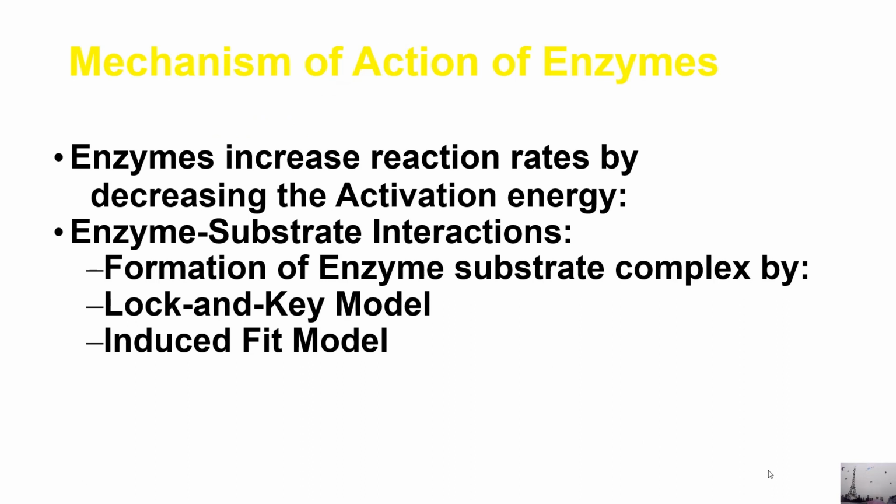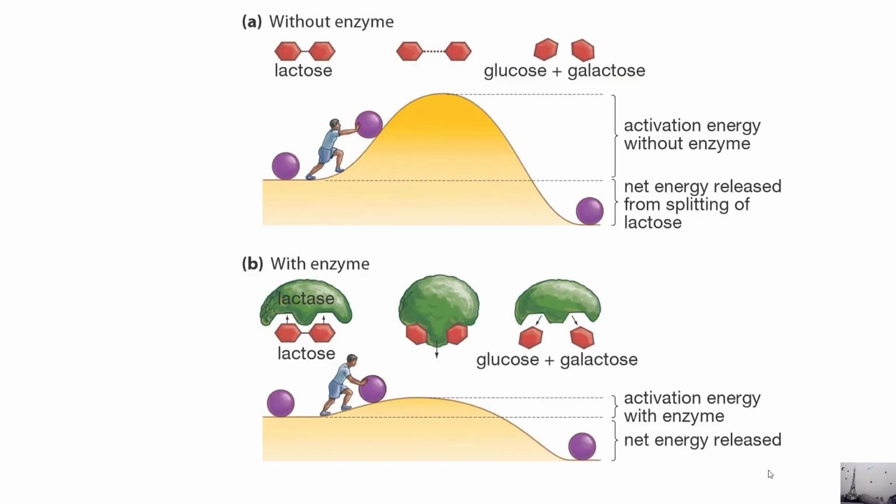So what are the basic roles of enzymes? Enzymes increase the reaction rates by decreasing the activation energy. There are various enzyme substrate interactions, such as formation of enzyme substrate complex by lock and key or induced fit model. So if you see the graphs over here, lactose is the substrate, glucose plus galactose are the products. You see the activation energy without the enzyme is so huge, it's a huge barrier. But the activation energy with the enzyme is so less. The catalysts are not really taken up or consumed in the reaction. They act to decrease the activation energy.